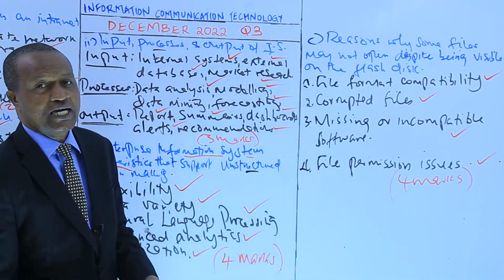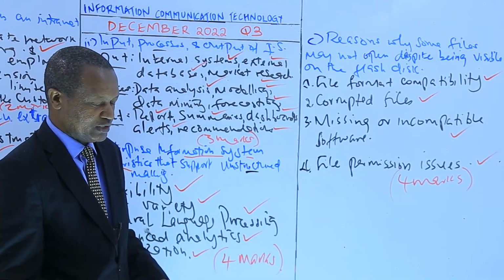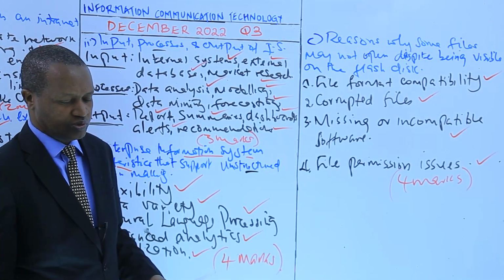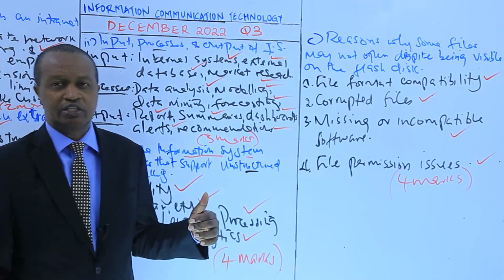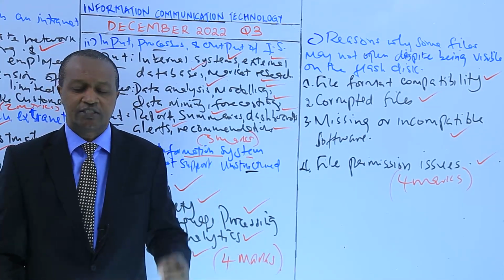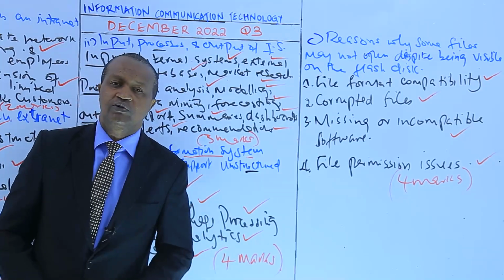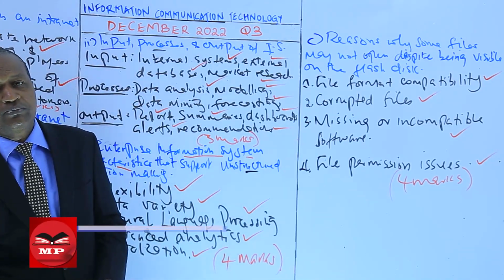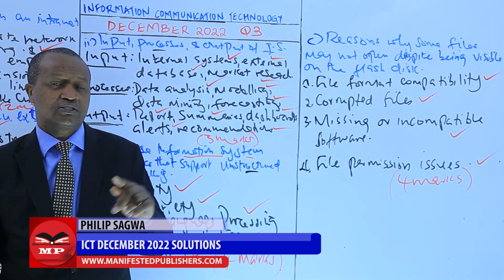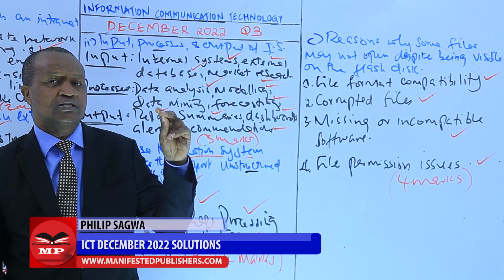The subject is ICT. We've been answering questions that were done in December 2022 by the CPA foundation level candidates and the certified secretaries foundation level candidates. It's a common paper done by the candidates appearing in the 2 courses, the CPA course and the CS course.